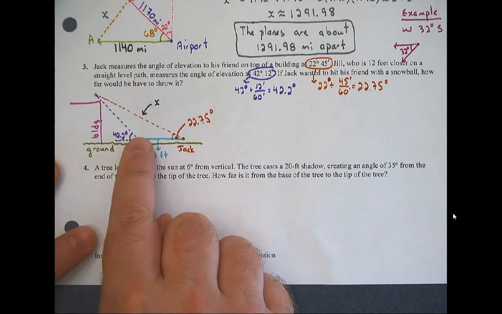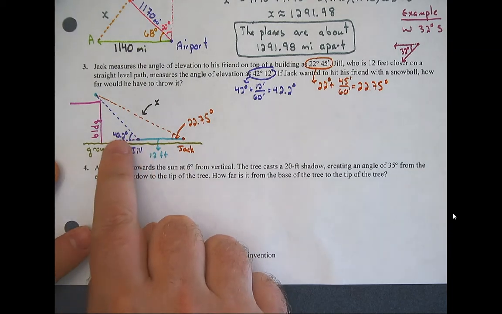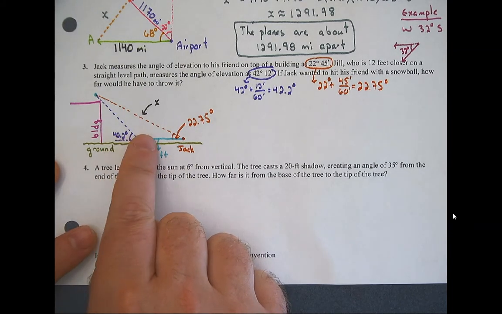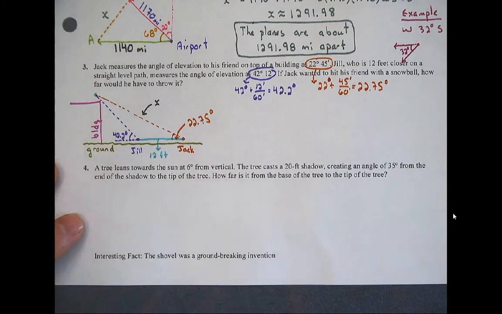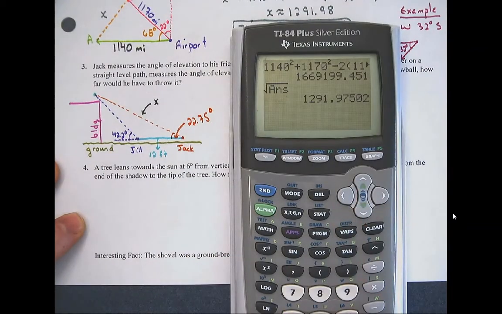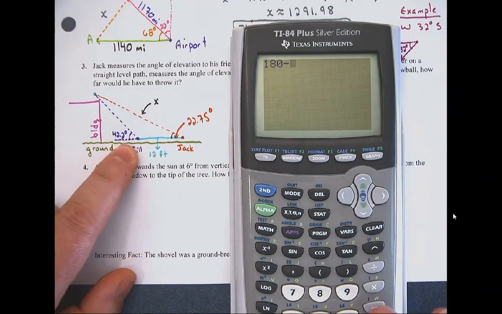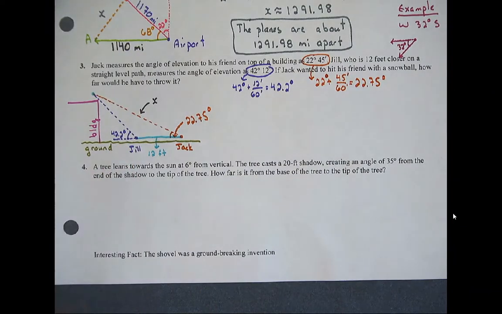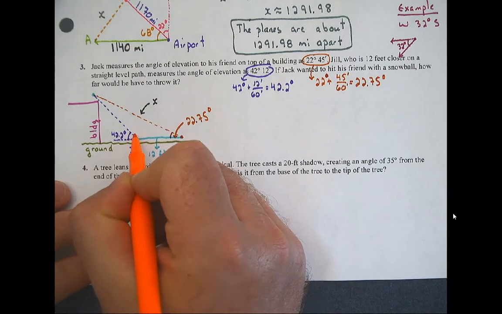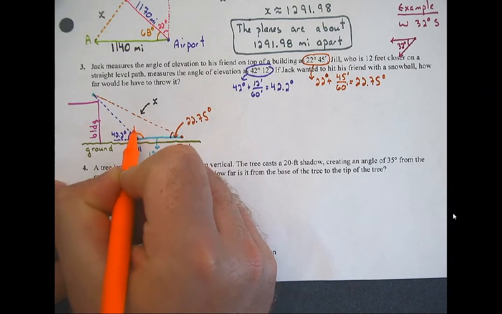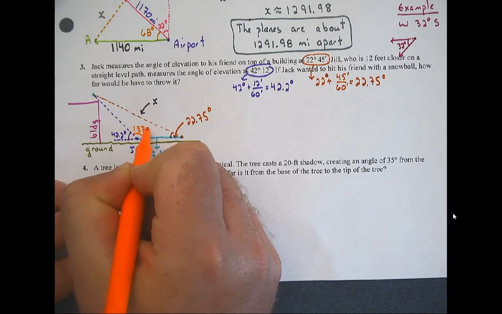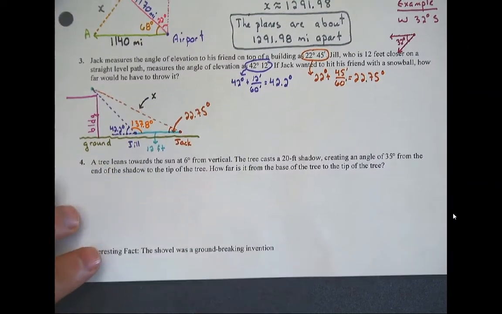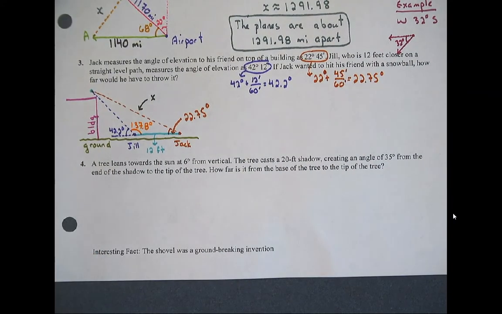How could I find this angle right here? Well, we know that angle is 42.2. These two together make a straight line, so they must be supplementary. A straight line adds up to 180. So I'm going to take away the 42.2. That leaves 137.8 degrees for that angle in our triangle.